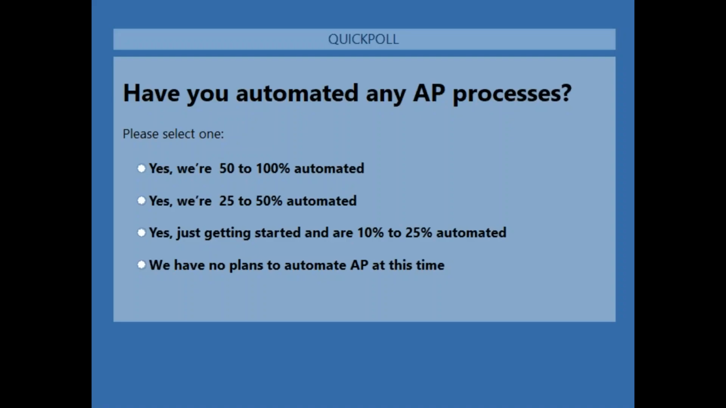All right, and the last polling question is up on the screen. And the question is, have you done any accounts payable automation? And you can either be at 50 to 100%, which is good, congratulations, 25 to 50, just getting started, 10 to 25, or we have no plans.